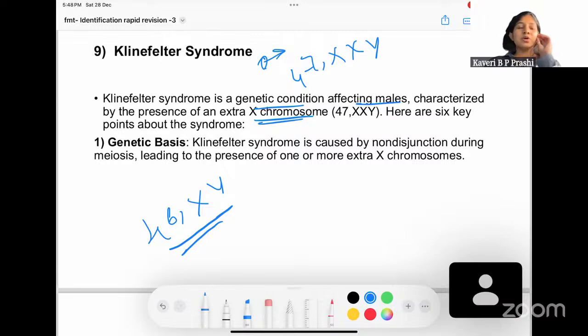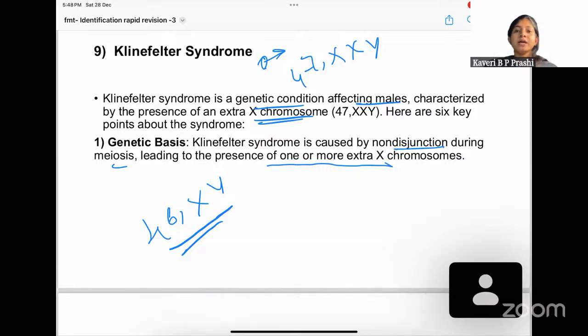Okay, so let us look at certain points for Klinefelter syndrome. Klinefelter syndrome is caused by non-disjunction during meiosis, leading to the presence of one or more extra X chromosomes. Usually during meiosis, there should be a disjunction of the chromosomes, because of which there is a reductional division taking place. But if it fails to happen, there is going to be non-disjunction, leading to an extra X chromosome in the males.